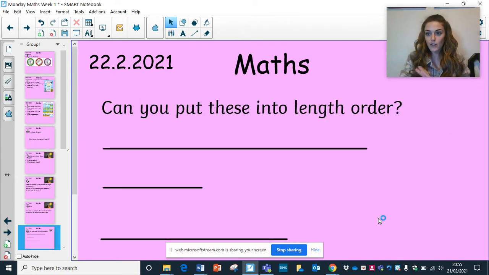So here's some examples here for you to have a try. So can you put these into length order? You can have these drawn out, you can print these slides off, or if you want to, you can just number these. So if you print them off, number them, you can put them into order, or you can just talk about them and say which order they are, first, second, third, and put them in order that way. Okay, so can you put these into length order? And think, are you starting with longest to shortest or shortest to longest as well? You can choose.